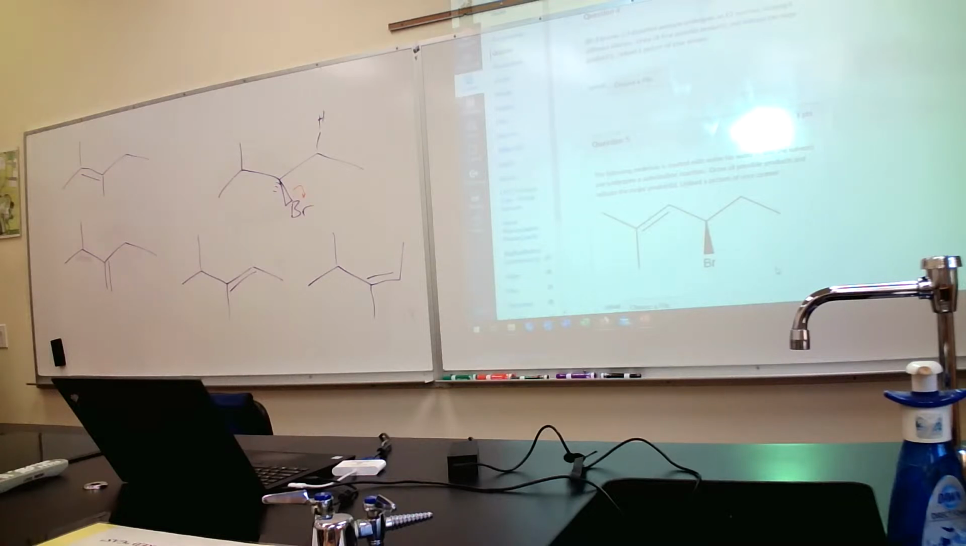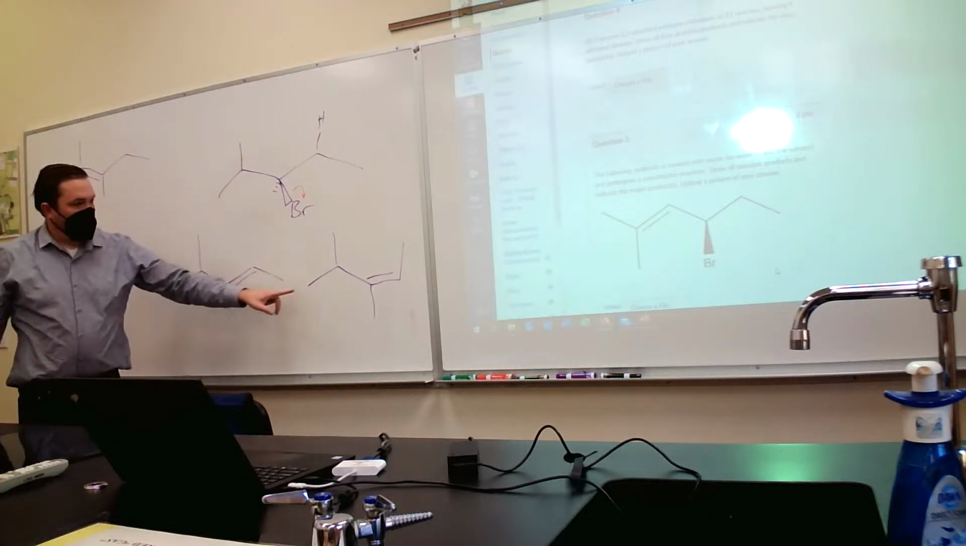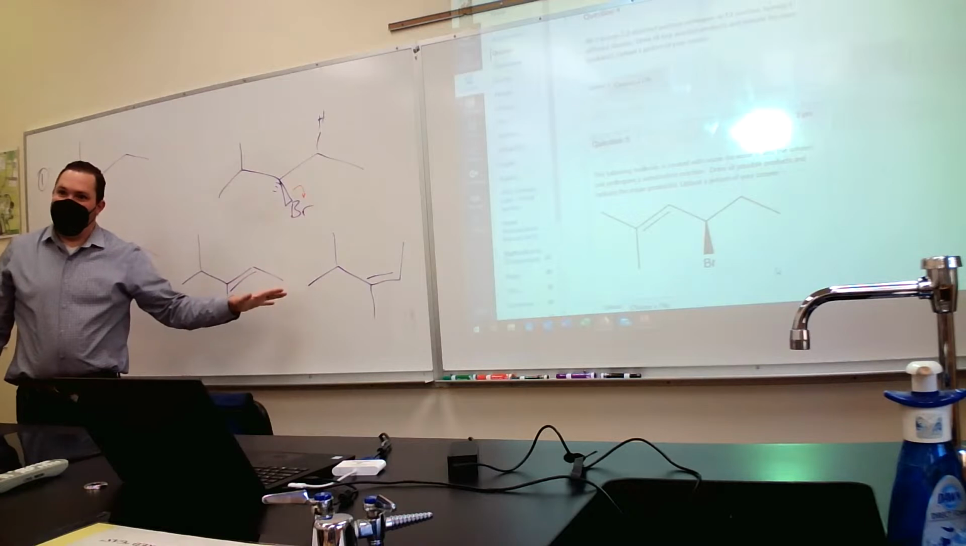And the last thing that we covered before we ended class the other day was Zaitsev's rule. And Zaitsev's rule is that under normal circumstances, you favor making the more substituted alkene. So our highest likelihood would be the alkene that's tetra-substituted, or that has 4 carbons attached to it. And these both are tri-substituted, so they're going to be roughly the same amount.